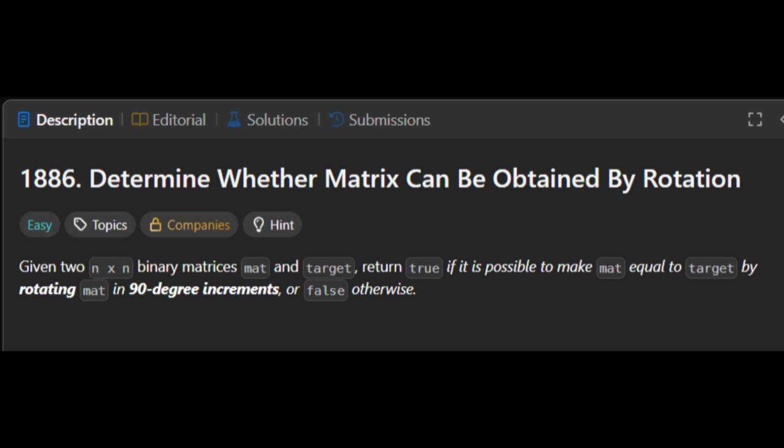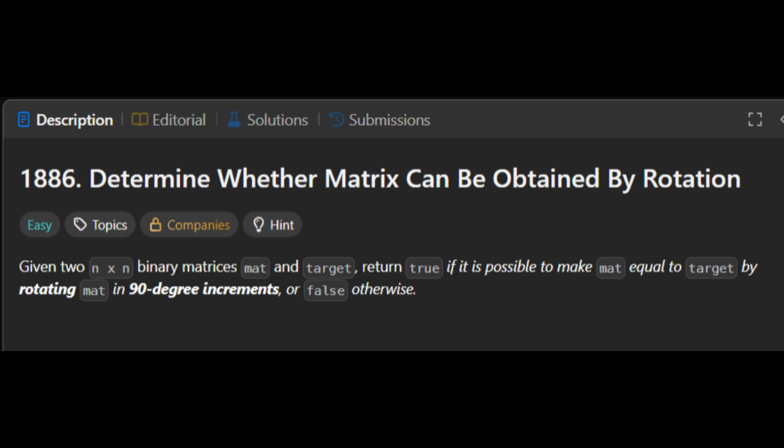This means we can rotate the matrix by 90 degrees, 180 degrees, or 270 degrees. We can also choose not to rotate at all, which means 0 degrees. After each rotation, we need to check if the matrix mat becomes exactly equal to the target matrix. If at any rotation mat matches target, we return true. If none of the rotations result in a match, we return false.